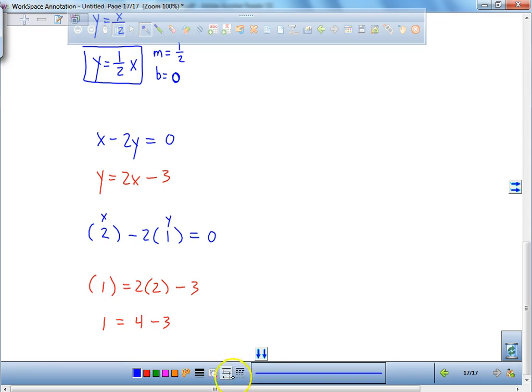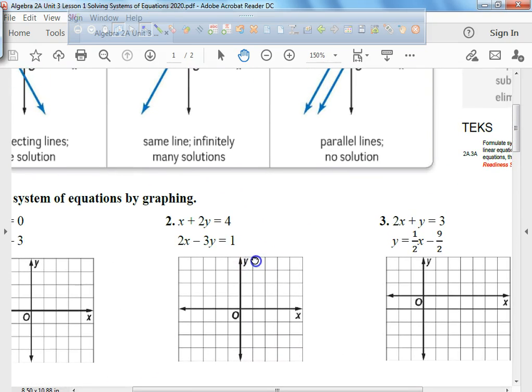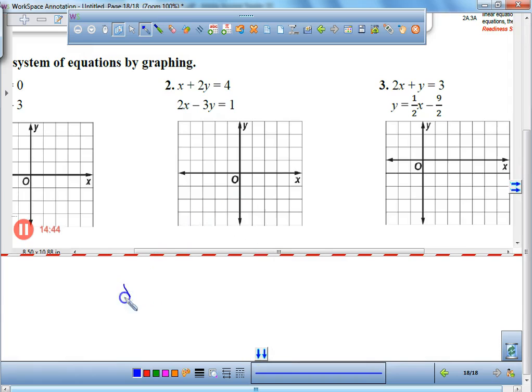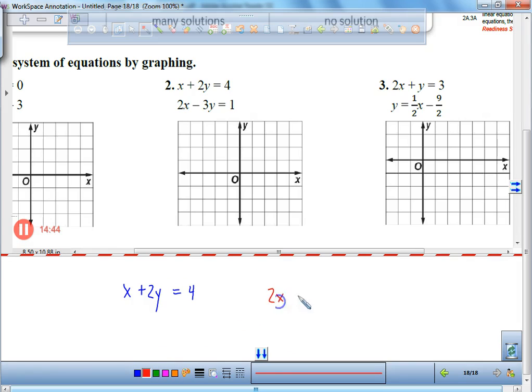All right, so what we're going to be doing right now, we're going to go over here to this problem right here. You guys see it says x plus 2y equals 4. So I'm going to put x plus 2y equals 4, and in a different color, I'm going to put 2x minus 3y equals 1. Now, these are both in standard form, so could you guys make sure you put ax plus by equals c over this one, and put ax plus by equals c.